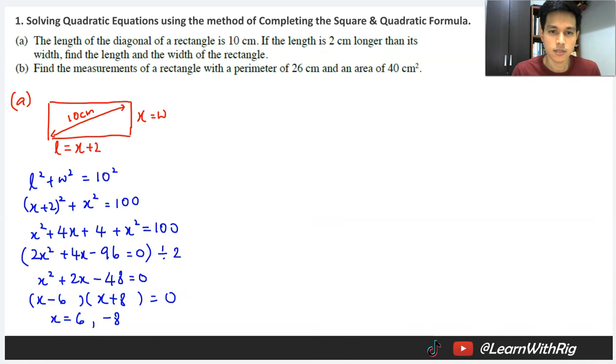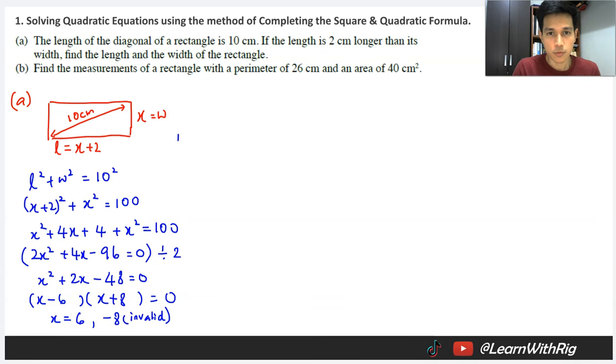Now question is, do you think negative 8 makes sense? Can a length be negative 8? Of course not. So negative 8 is invalid. You cannot use negative 8. So you only use x equals to 6. Alright, so you can say x is equal to 6.